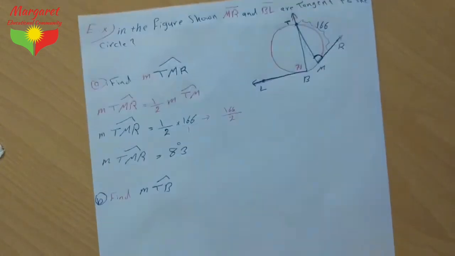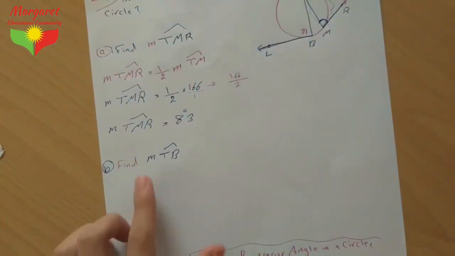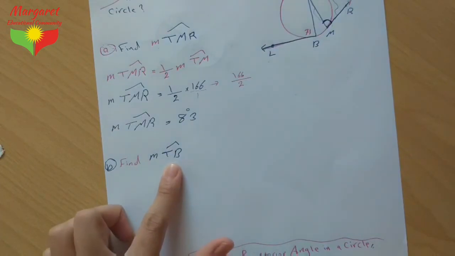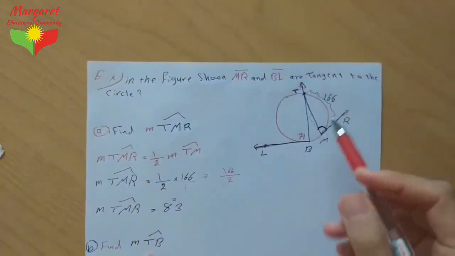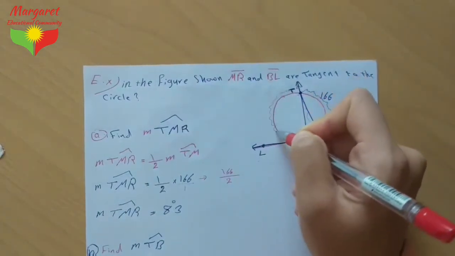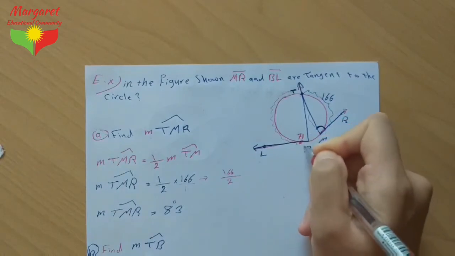For the second part of the example, it says find the measure of TB. It means the measure of the intercepted arc TB. This point is called B.